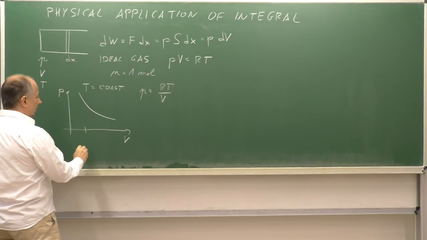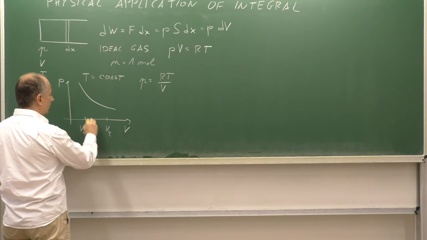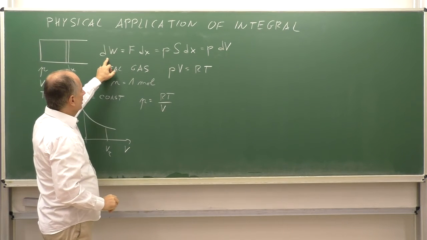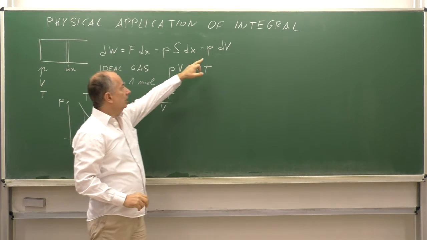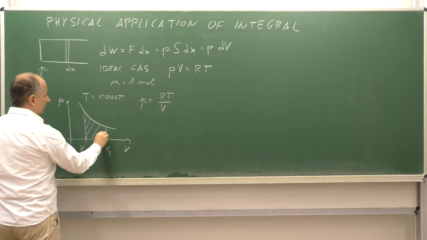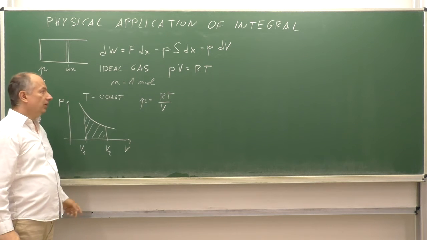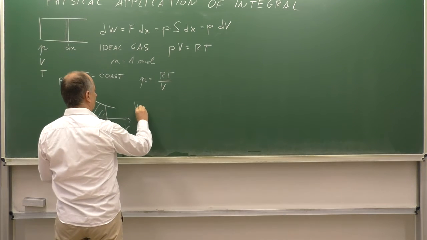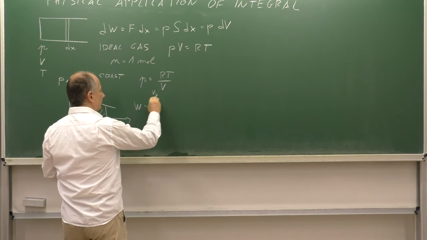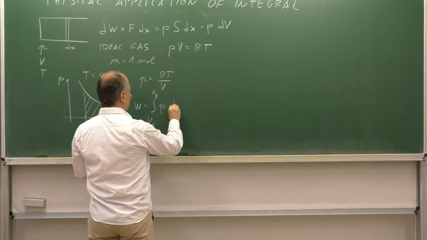And when we start at volume V1 and expand the gas up to volume V2, then the total work is the integral PdV, which has the meaning of the area of this region bounded by the graph of the function P as a function of V. And then the total work is the integral from the initial volume V1 to the final volume V2 of pressure P dV.